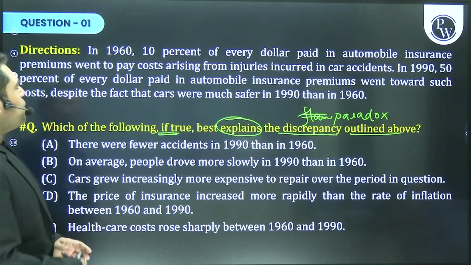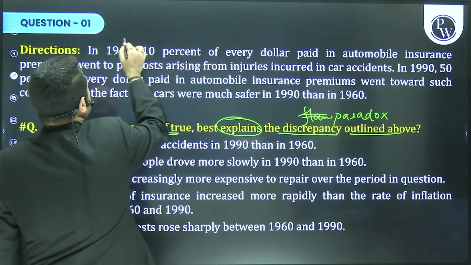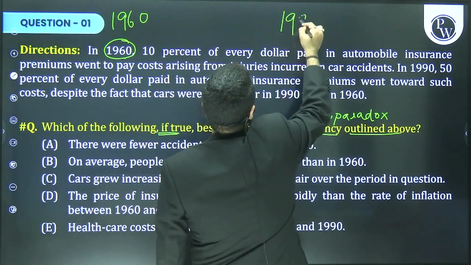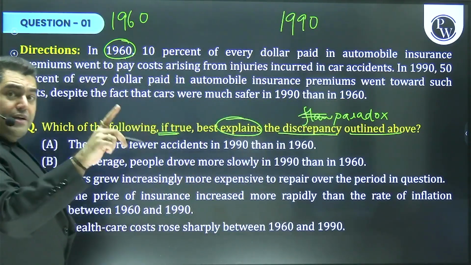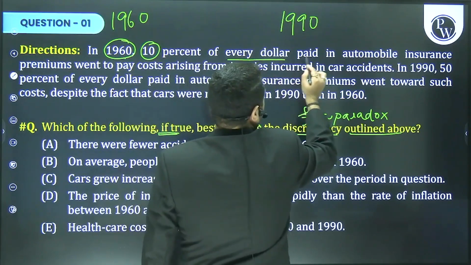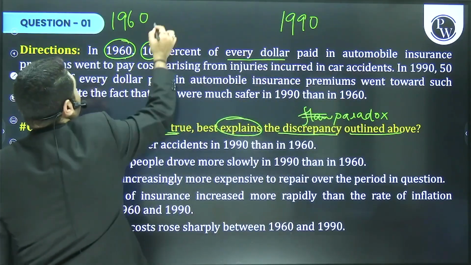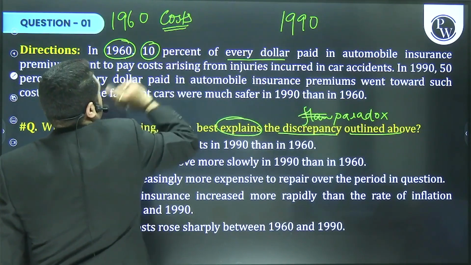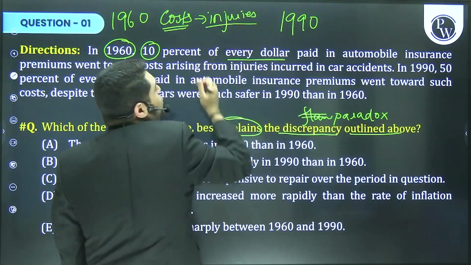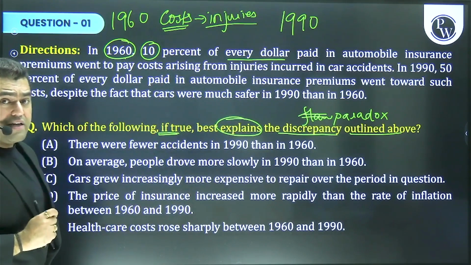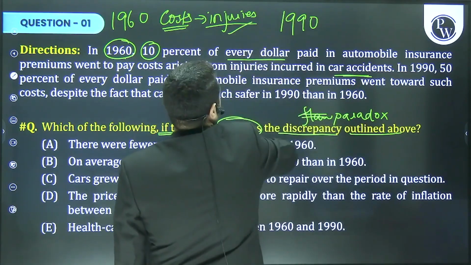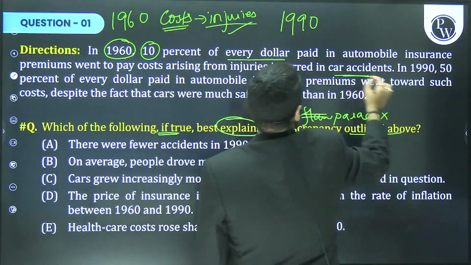Then again, keep thinking. What we are talking about is 1960. So we are talking of two time periods, 1960 and 1990. That's all. But what are we comparing from 1960? Understand that. We are saying in 1960 only 10% of every dollar paid in insurance went to pay costs arising from injuries. Look, write. People, this is how Amit sir is teaching you how to think. Write down the keywords and the conditions. Okay. Incurred in car accidents. So towards injuries.